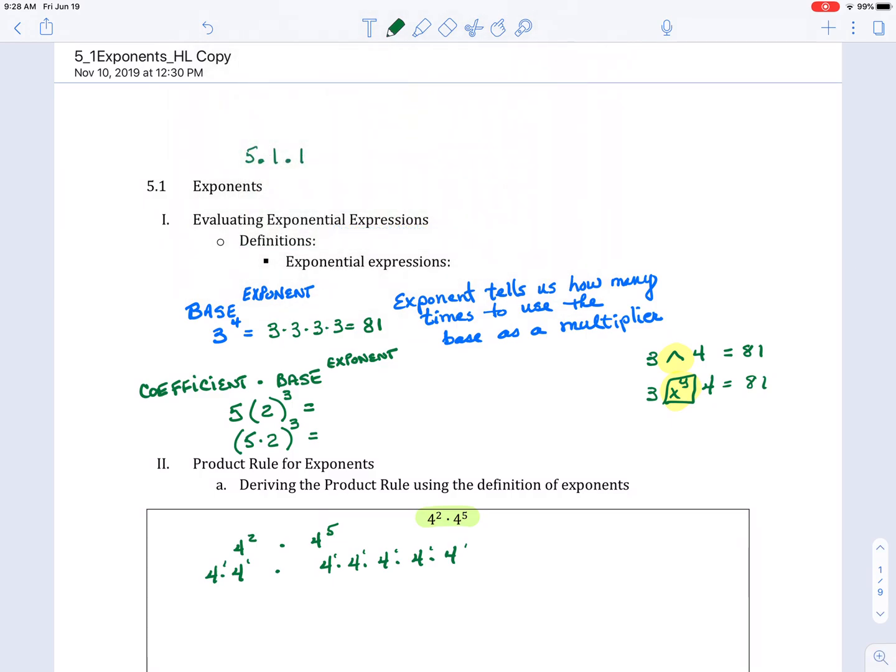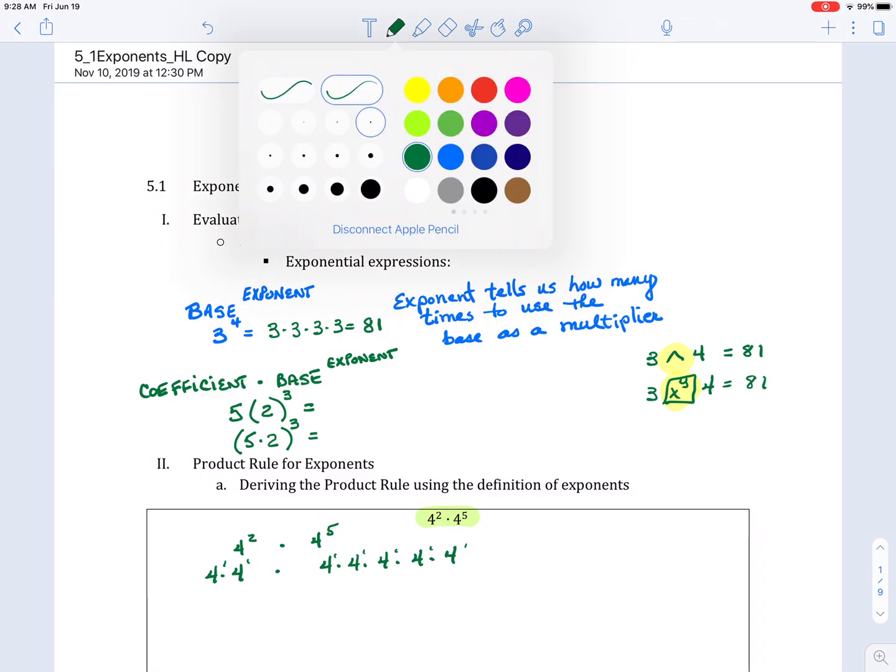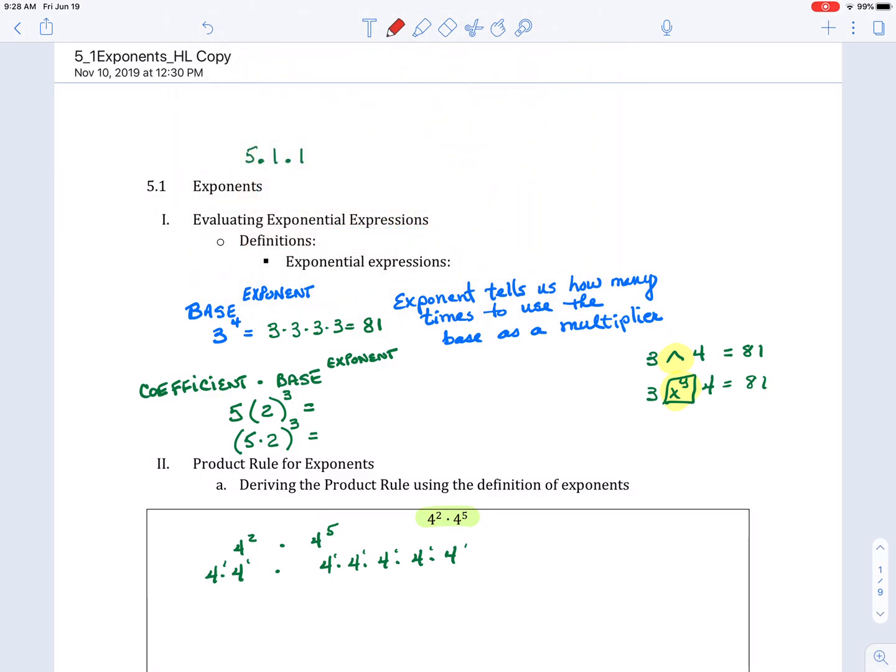I did want to show you a couple of important examples here. The notation is important on these two. On the first one, the only thing that is considered the base is the 2 that's in parentheses. So you would write this 5 down only once, and the 2 is the part that would be written down 3 times as a multiplier, and that result would be 40.